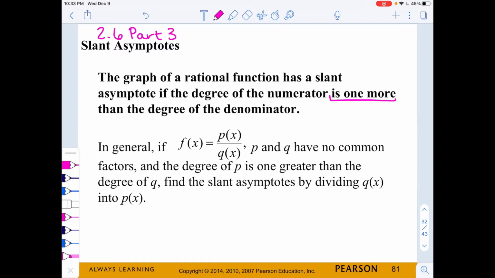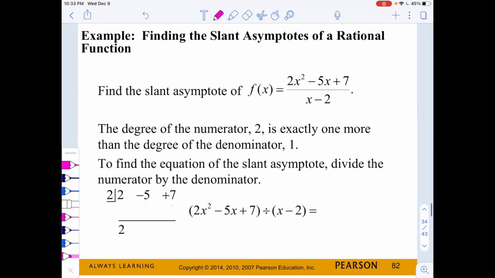So it says in general, if our function f of x is equal to p of x divided by q of x, p and q have no common factors, and the degree of p is 1 greater than the degree of q, we find the slant asymptotes by dividing q of x into p of x. So just like what we've looked at already previously in chapter 2, using our division of polynomials. How do we use synthetic division or long division? So let's look at an example.